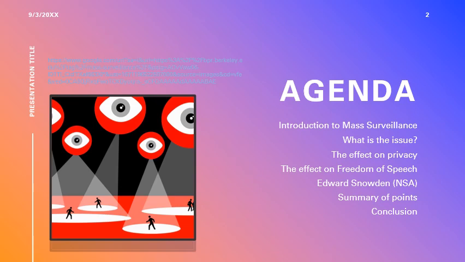We'll be going through these topics here. So first of all, the introduction to mass surveillance. What's the issue with surveillance? The effect it has on privacy, freedom of speech, and I'll also be including a case study about Edward Snowden and the NSA in the US, a summary of points, and a conclusion as well.